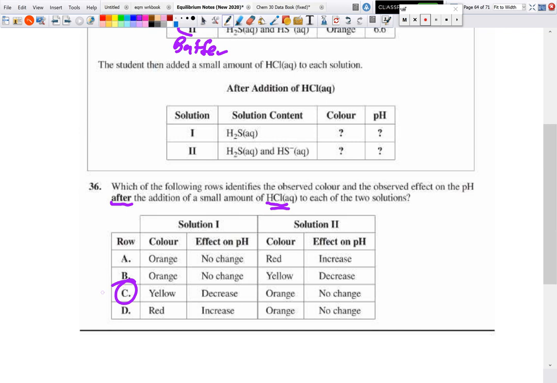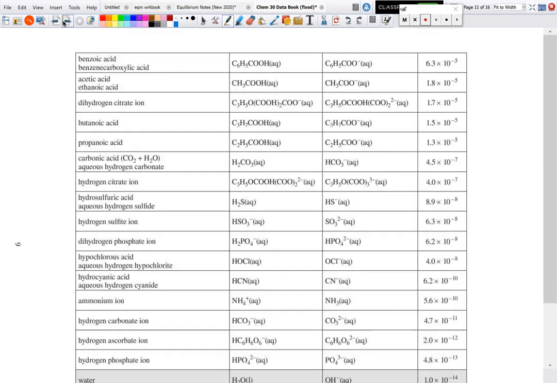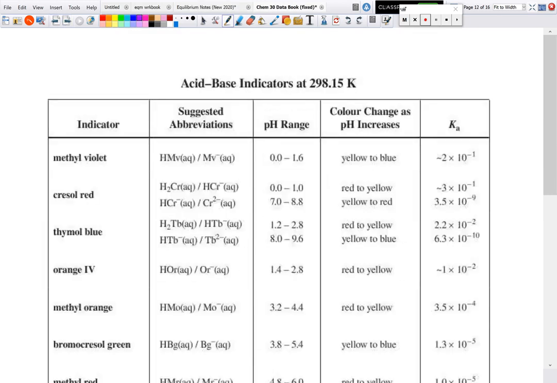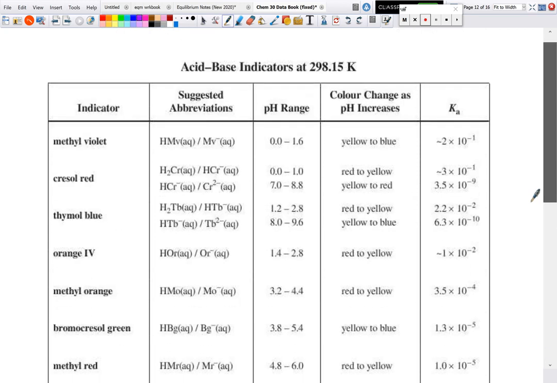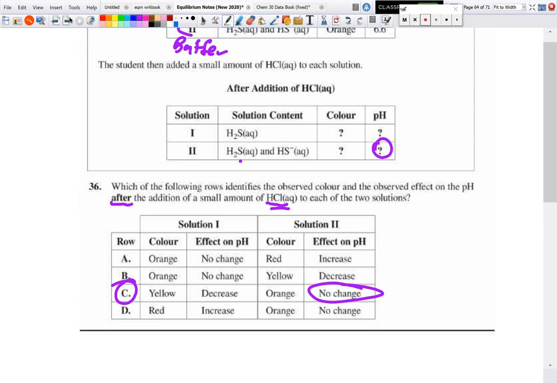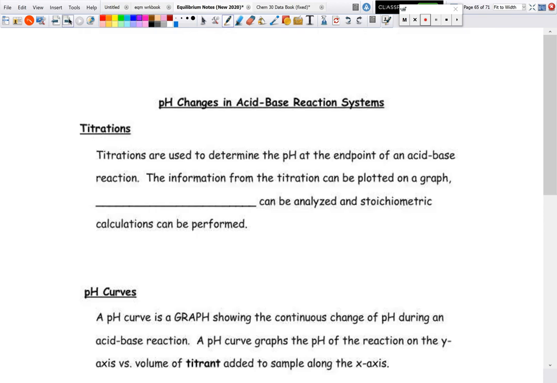Just because I know by adding our acid that's going to happen, but then just also to make sure, we have our buffer solution right here, so the pH should not change whatsoever, and of course no change. Now as for the colors, in your data booklet you can look at the indicator colors here and try to figure out the color stuff. So that is a little bit on buffers.